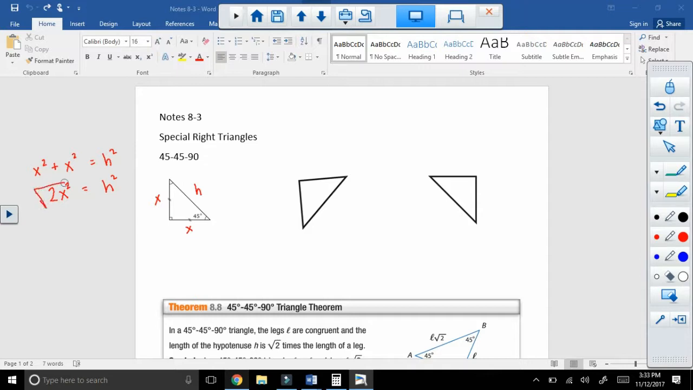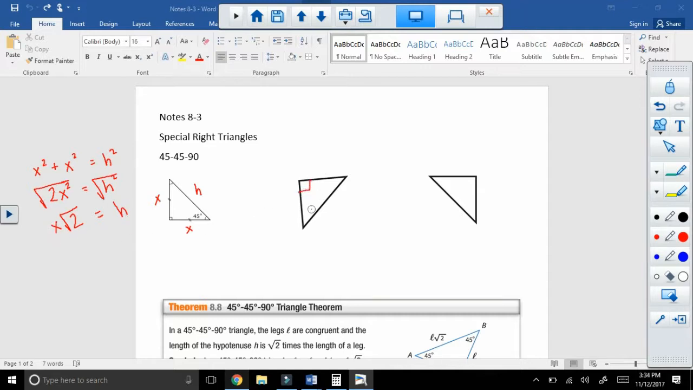I can take the square root of each of these, and technically I'm taking the square root of each part. So this is going to be h. This right here, I can take the square root of x and just bring that in front, and this is going to be x times the square root of 2. This will always be the ratio for these. It doesn't matter how they look.